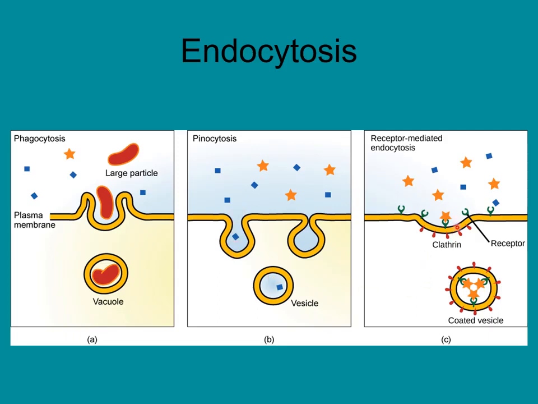Pinocytosis, you're taking in fluid, and here's that receptor-mediated endocytosis. So you have these receptor proteins, these little green structures here. They're very specific for what they will bind to. Who cares about the little blue squares here? That's not what it's binding to. It will only bind to the stars. So when something binds to it, that triggers it to indent, and it will then engulf and take in the substance.